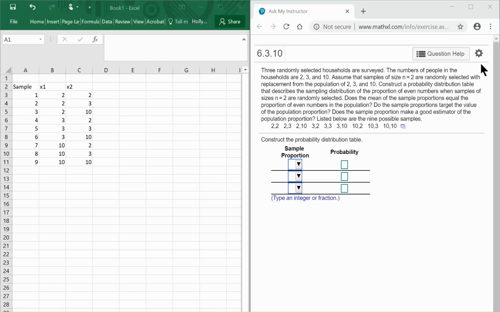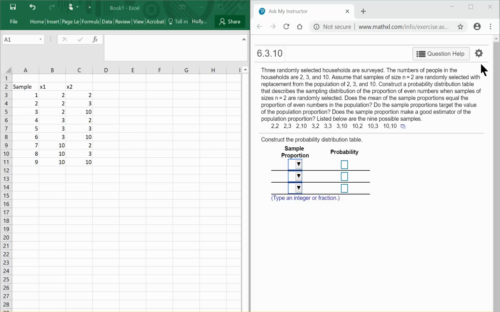Does the mean of the sample proportions equal the population proportion of even numbers? Do the sample proportions target the value of the population proportion? And does it make a good estimator of the population proportion?